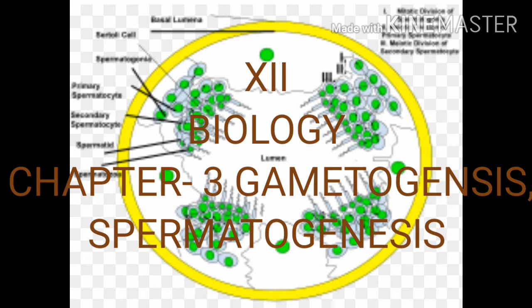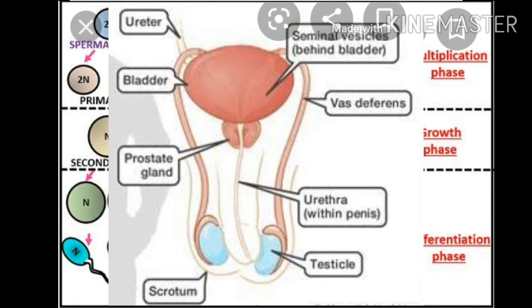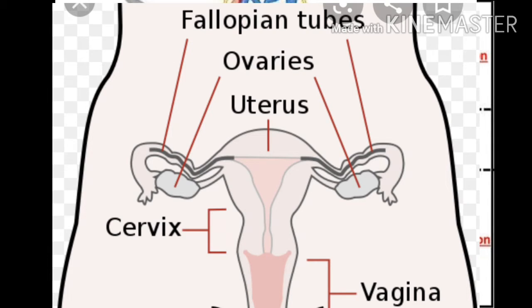Now I am explaining gametogenesis. Gametogenesis is the production of gametes from sexual reproduction. This process takes place in germ cells present in the primary sex organs, the testes in the male and the ovaries in the female. Gametogenesis is controlled by gonadotropic hormone of the anterior pituitary.